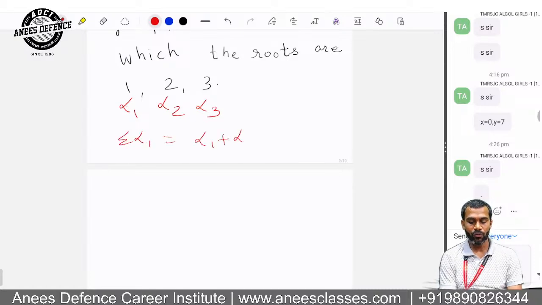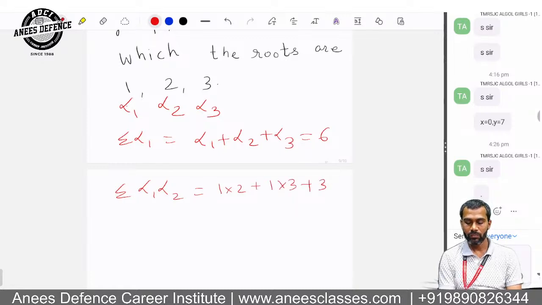Alpha 1 plus alpha 2 plus alpha 3, that is 6. Yes or no? What is summation alpha 1 alpha 2? 1 into 2 plus 1 into 3 plus 3 into 2. Yes or no? That is, tell me, 11? Okay. Now what is pi alpha I, the last term, I mean product of all the terms? Tell me. 1 into 2 into 3.